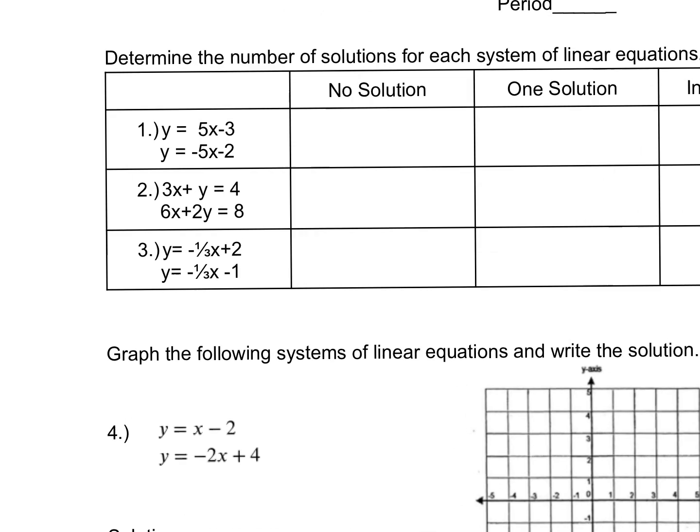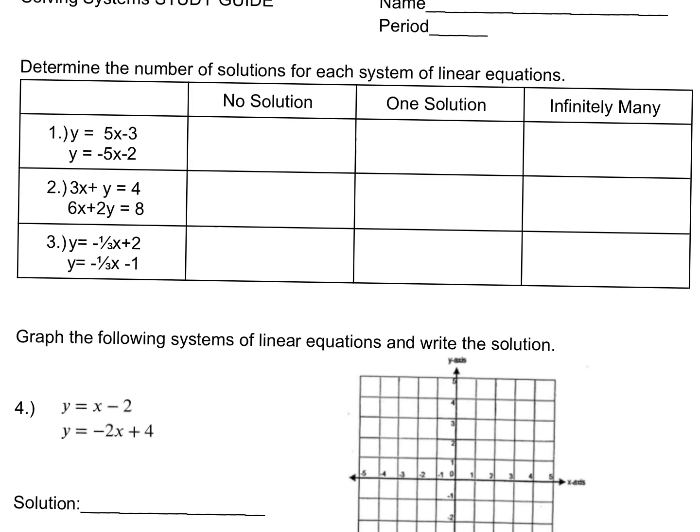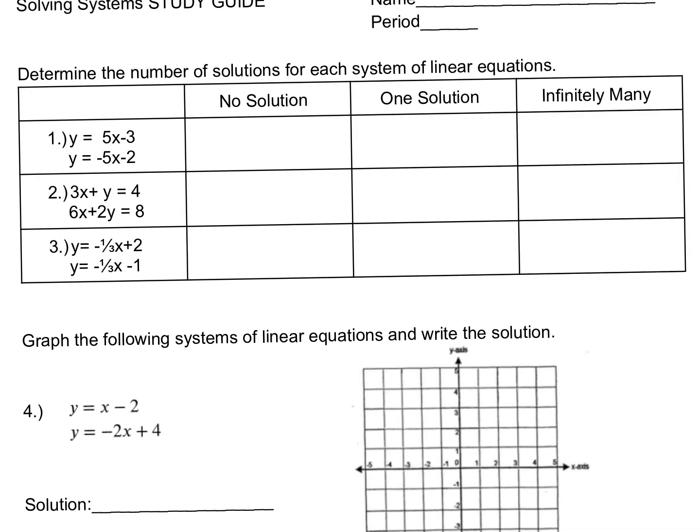So as I take a look at our first equation, you can see that the slopes almost look like they're the same, but they're not. It's positive 5 and negative 5. So the slopes are different, and the y-intercepts are different. When both the slope and the intercepts are different, these equations would eventually cross. So this is an example of one solution.